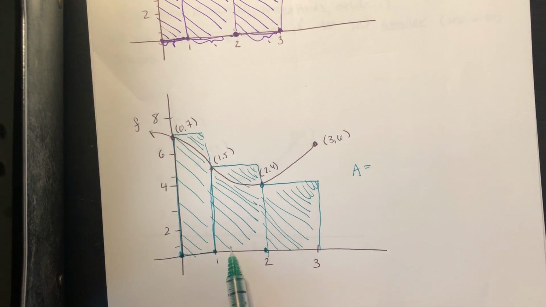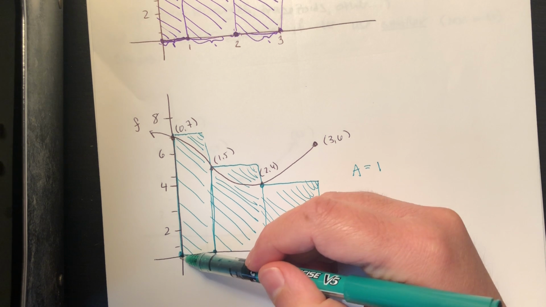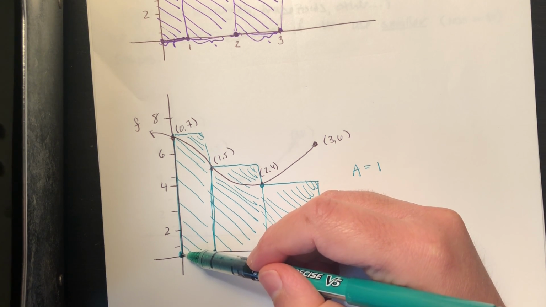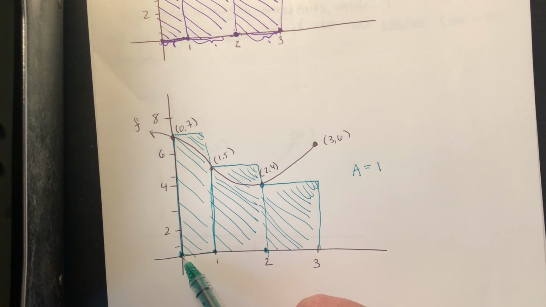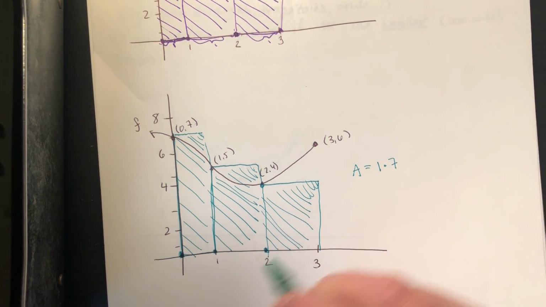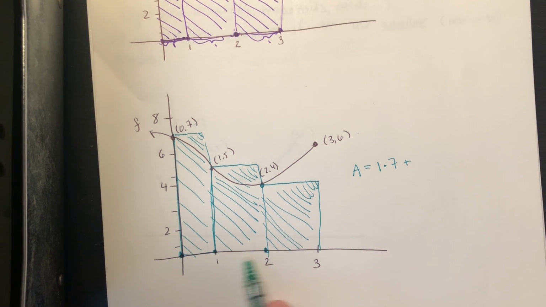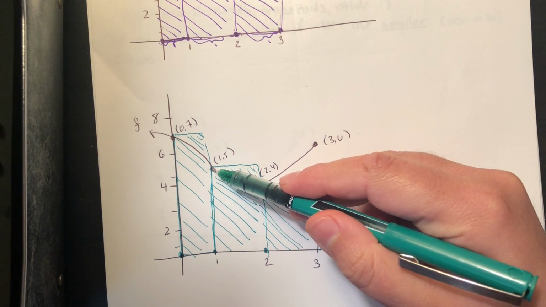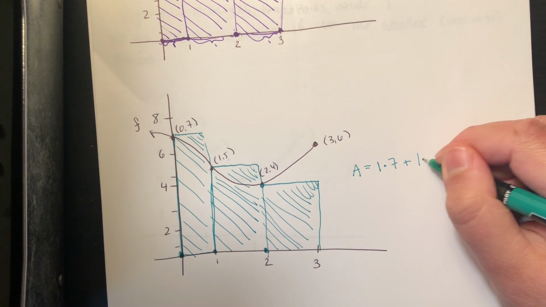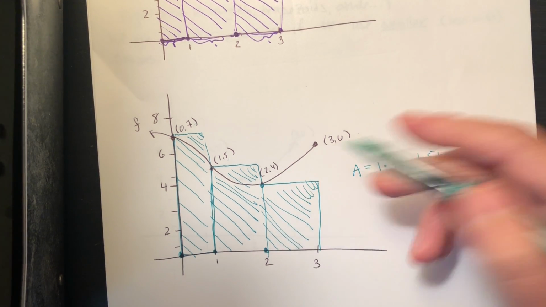Again, the base of each rectangle is the same. The base is always 1. And so the height really just depends on the output of the function for the left endpoint of each interval. So the height of this first box was f of 0, which was 7. So this first box has an area of 1 times 7. Second box has a base of length 1 and a height of f of 1, which is 5. And the third box has a base of length 1 and a height of f of 2, which is 4.